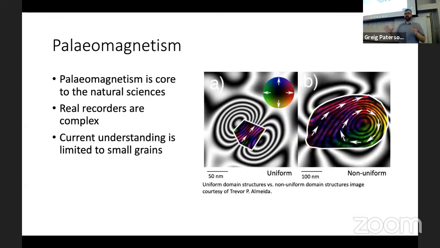What you see here in the two pictures, A and B, is a holography image. Holography is a technique whereby we can directly look at what the magnetization structures are within the tiny grains that form our paleomagnetic samples. The thing you see on the left, the uniform grain in picture A, is the single domain grain. This is the Néel domain structure that Greg was talking about previously. What we discover is that these are actually quite rare in nature. Most grains are complicated and non-uniform, and they look like the one in the right-hand picture, picture B.